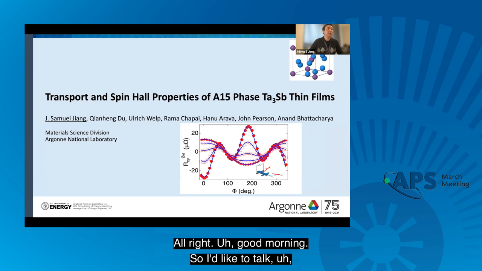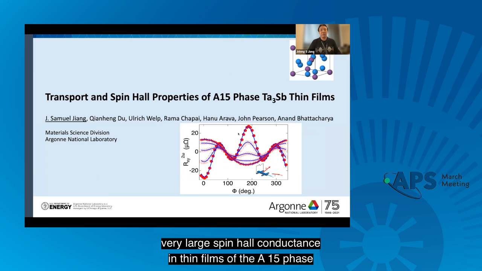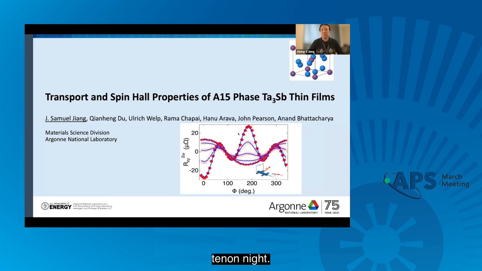All right, good morning. So I'd like to tell you about the very large spin Hall conductance in thin films of the A15 phase tantalum antimonide.